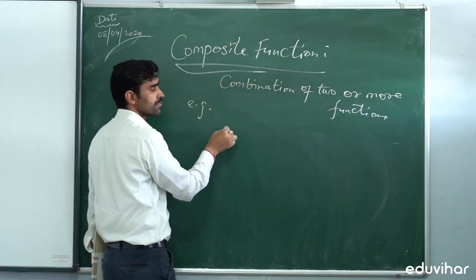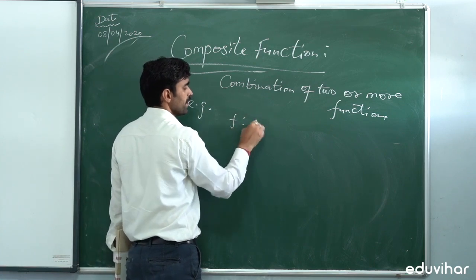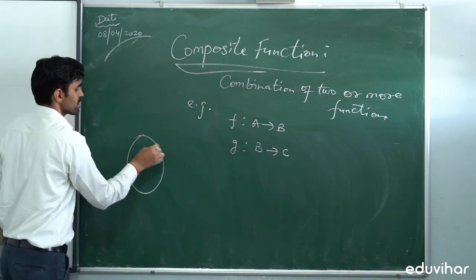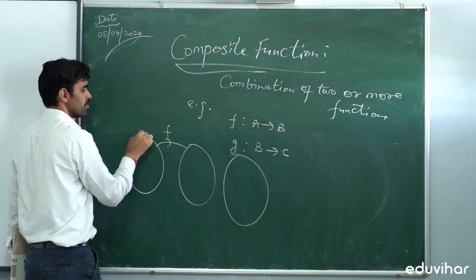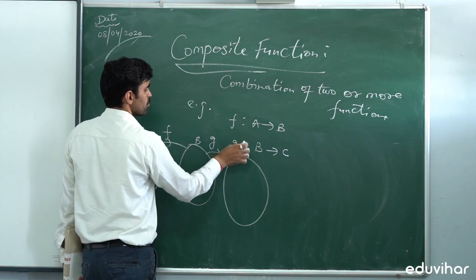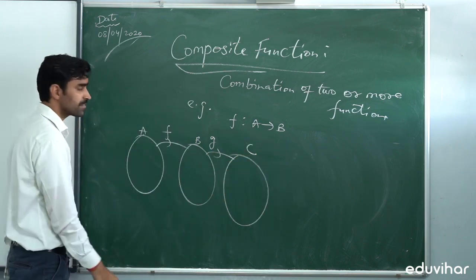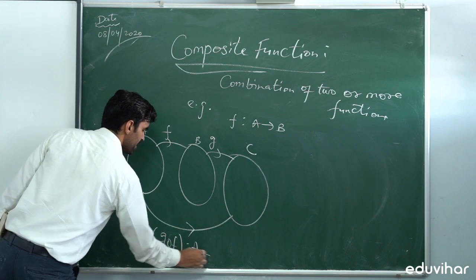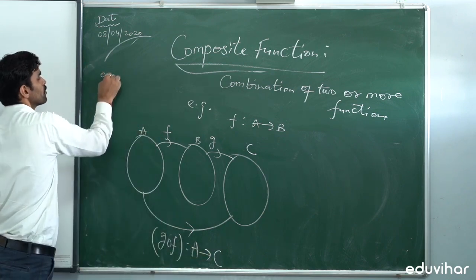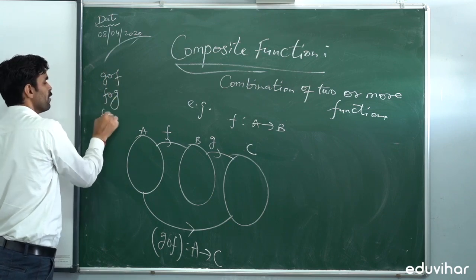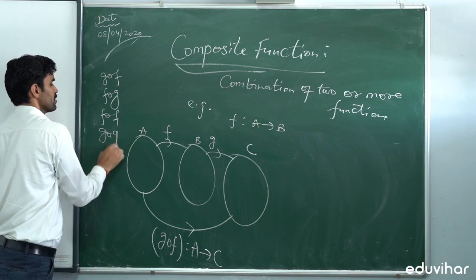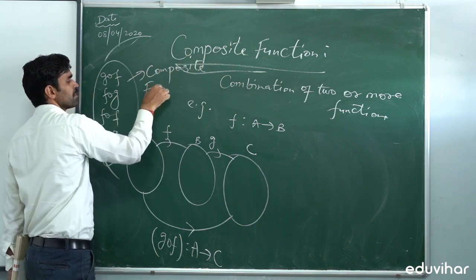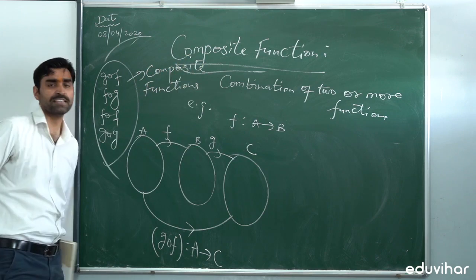Consider if f is a function from A to B, and g is a function from B to C. If f is a function from set A to set B and g is a function from set B to set C, then we can say gof is a function from set A to set C. This gof, this fog, this fof, gog, these are known as composite functions of f and g.